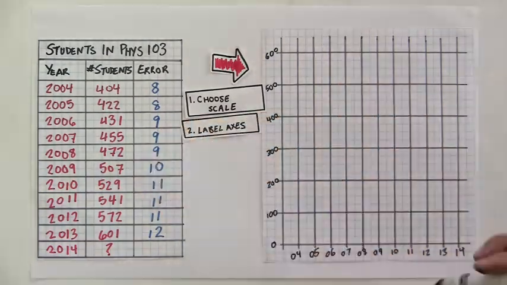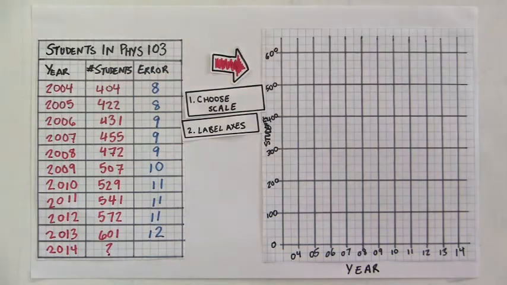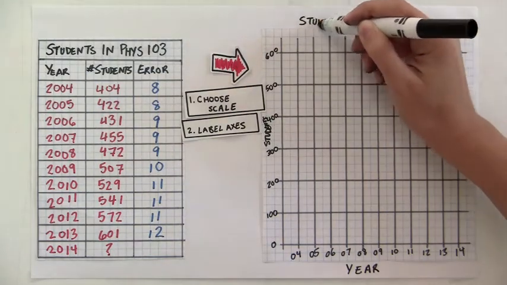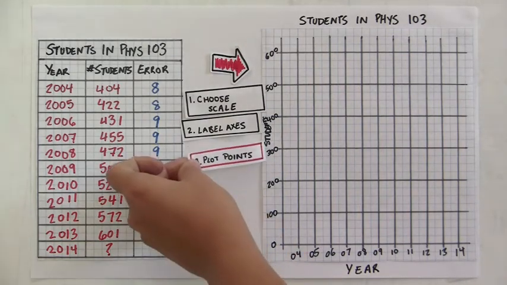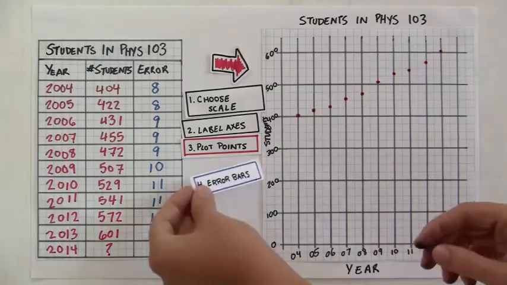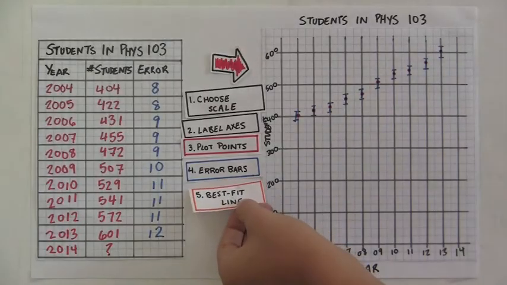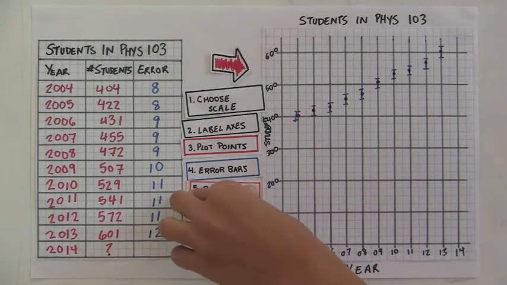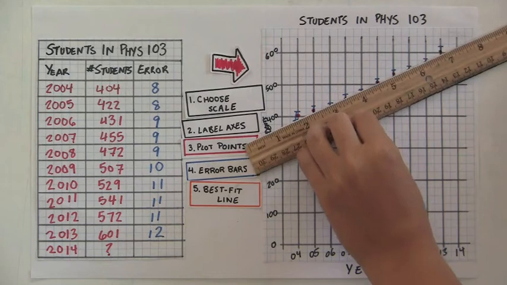Next, we must label our axes. Be sure to add labels to both your x and y axes and to title your graph. Now it's time to plot our points. Next, we add our error bars that we calculated earlier. Finally, we add a best fit line. In this case, we choose a linear fit to represent the linear trend shown in this graph.